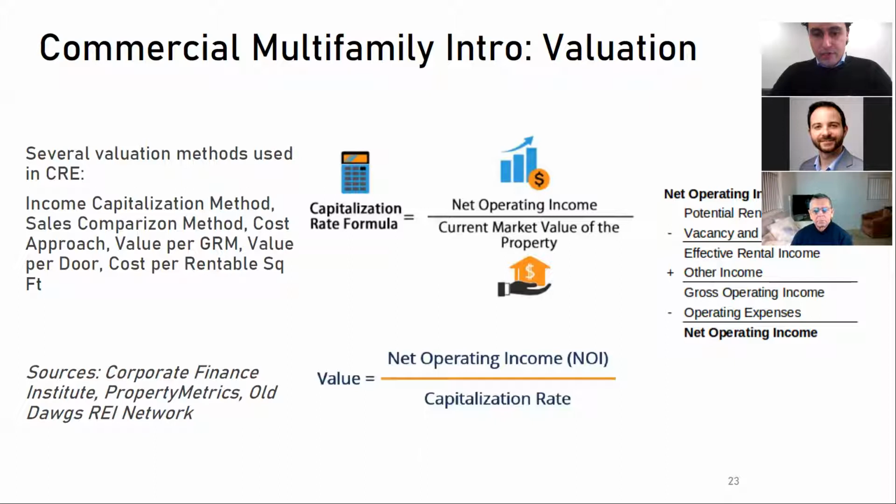So commercial multifamily, I presented this some time ago in more detail. As some of you know, in commercial multifamily, valuation is done predominantly by the income capitalization approach. There is a market cap rate, and there is a net operating income for a property. The net operating income divided by the market cap rate is what the commercial property is worth.